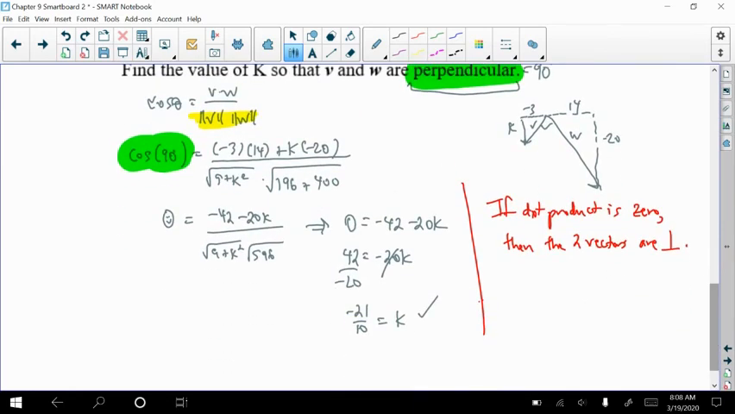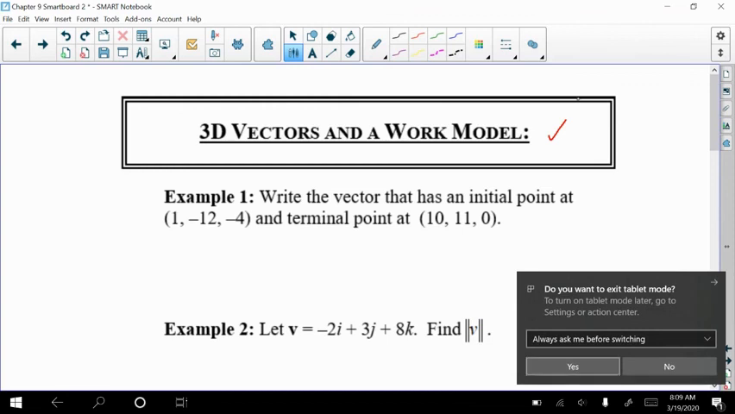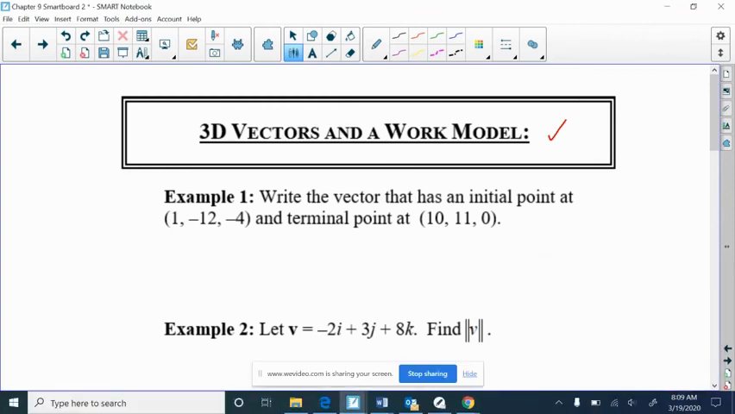Okay, so I think that's all I want to do in this video. Then the last video, or I don't know if it's going to be the next video, I'll talk about three-dimensional vectors and also how we can use vectors to represent a very elementary model of work, again, not as robust as we see in physics class, but still something that would be a great application.